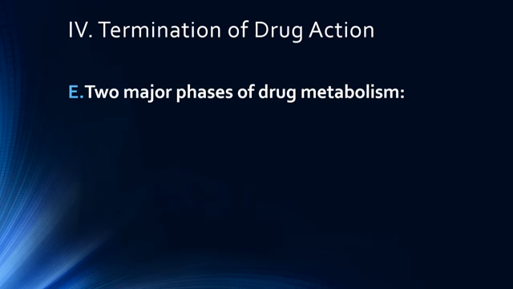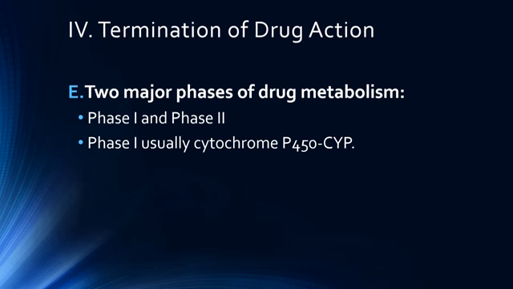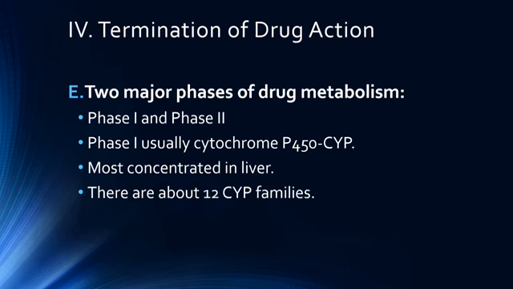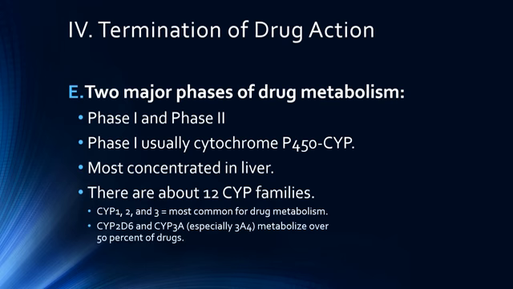There are two major phases of drug metabolism, conveniently named phase 1 and phase 2. Phase 1 is usually a cytochrome P450, again mostly concentrated in the liver. Again, there are about 12 cytochrome P families. 1, 2, and 3 are the most common for drug metabolism. Cytochrome P2D6 and cytochrome P3A, especially 3A4, metabolize over 50% of the drugs that we take. So these are critically important to understand the metabolic processes for drugs.